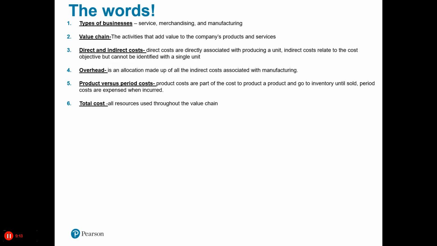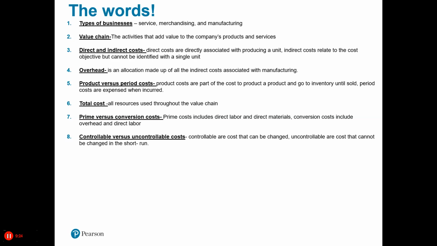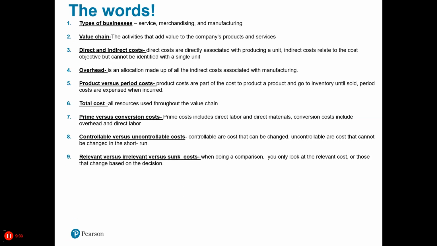Total cost is all resources used throughout the value chain. Prime versus conversion. Prime costs are all your direct costs. Conversion is overhead and direct labor. Controllable versus uncontrollable. Controllable, you can change. Uncontrollable, in the short range, you can't change, like a lease for one year.